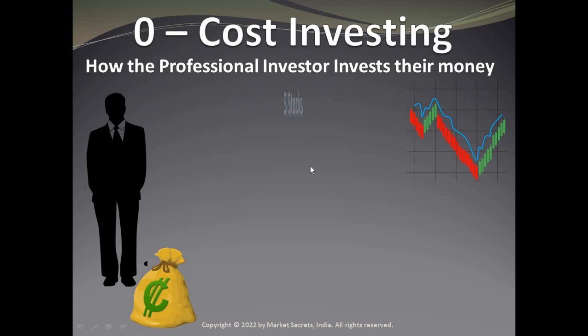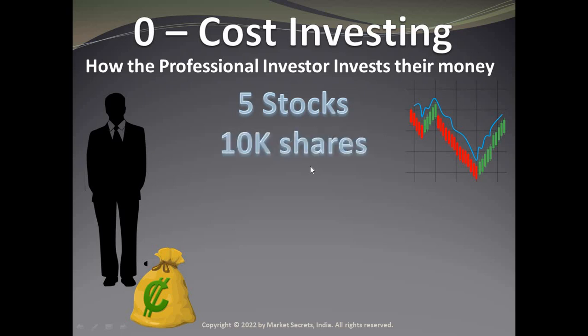In this case, consider a professional investor is investing in a maximum of 5 stocks at a time. So the capital for each investment is 1 crore rupees. Let's say the professional investor identifies a stock and invests 1 crore rupees in that stock. Consider the stock is trading at 1000 rupees. So he will be buying 10,000 shares.